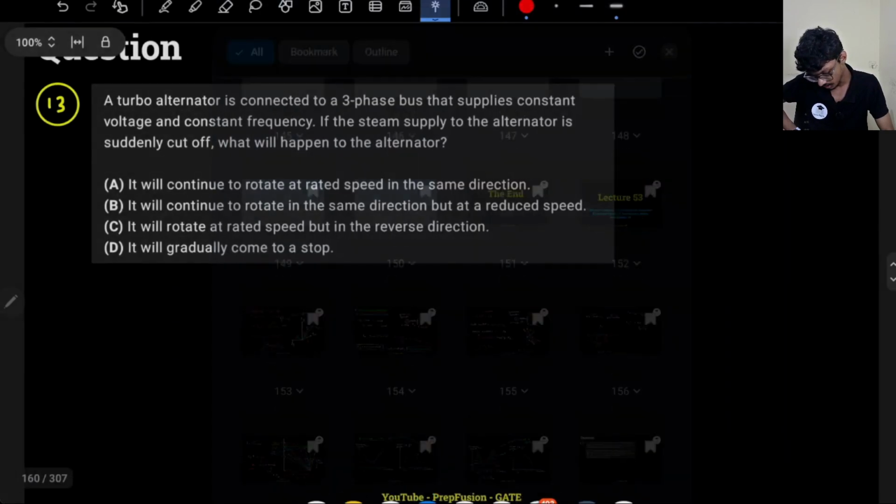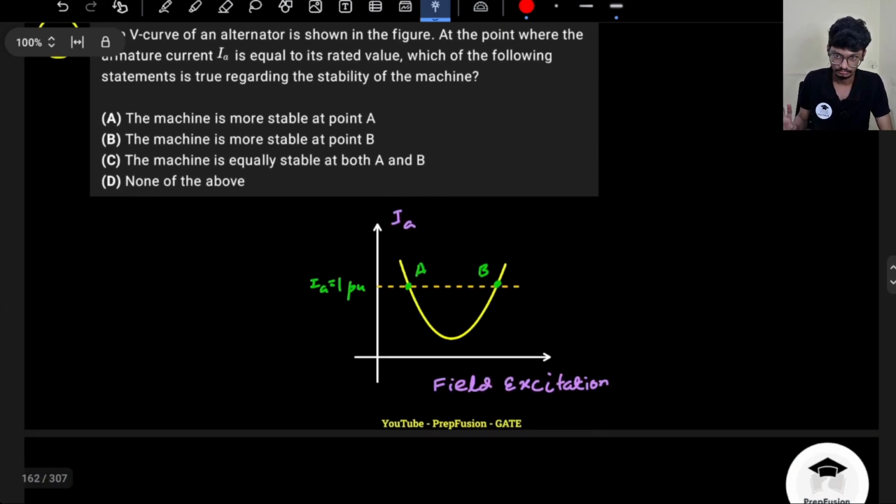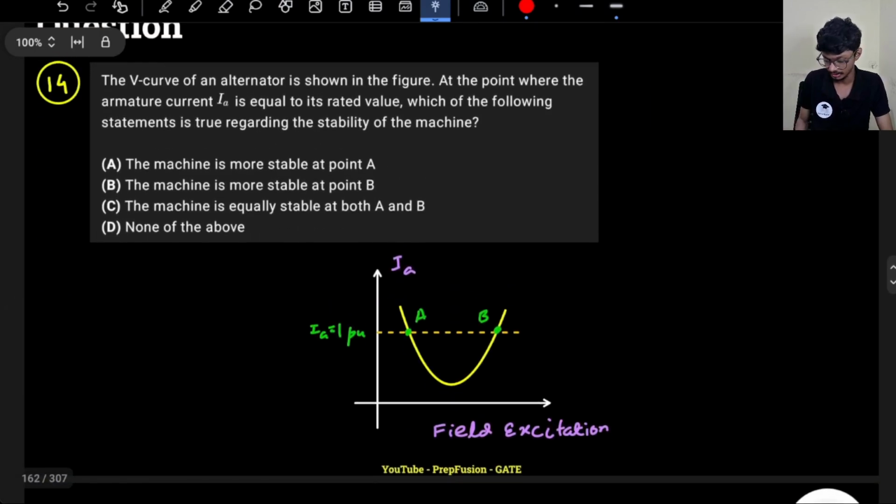Now let's solve a few questions. I can show you the screenshot. This is the first question, and this is the second question. These two questions you try out by yourself and I will come with the solution.